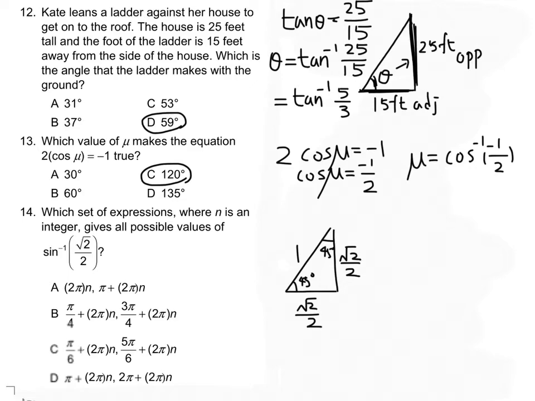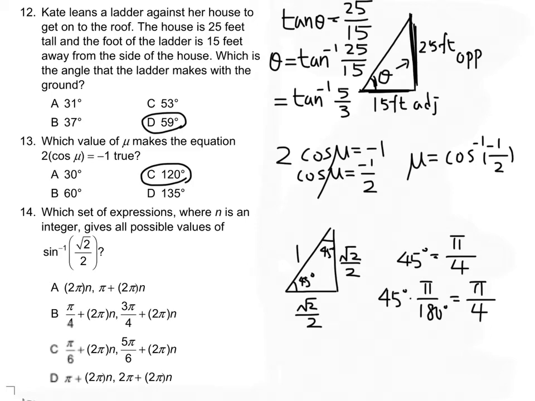So 45 degrees, what's 45 degrees in radians? 45 degrees in radians would be pi over 4. So if you forget the formula, it will be 45 times pi over 180, which reduces down to pi over 4.